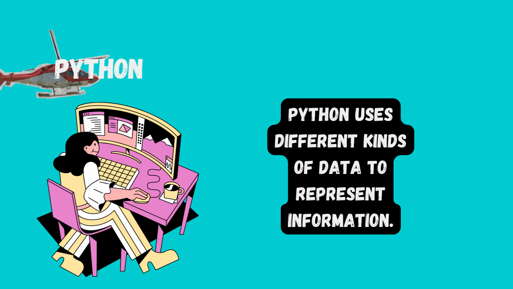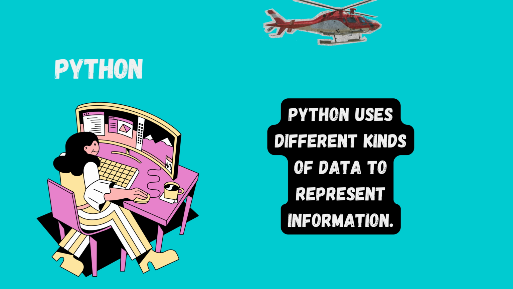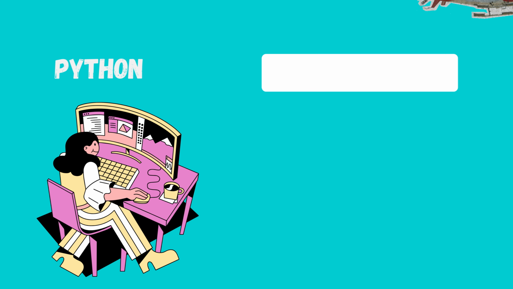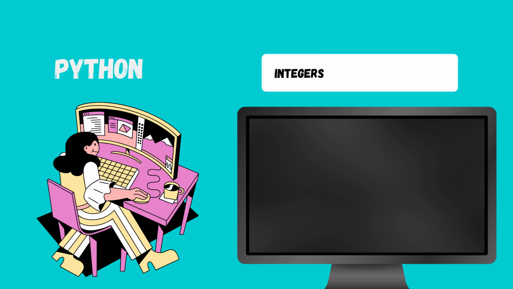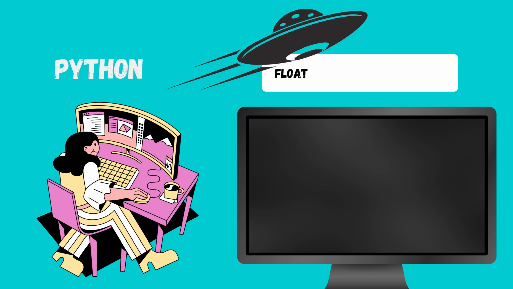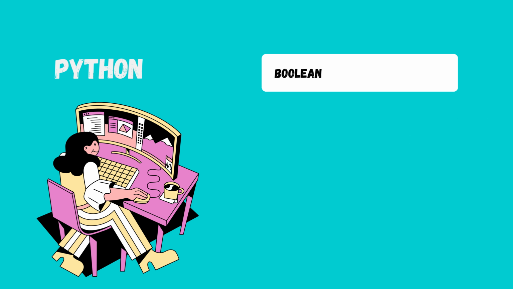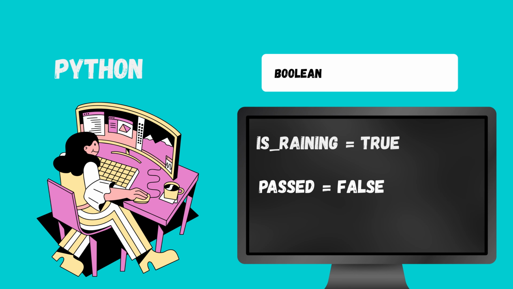Python uses different kinds of data to represent information. Let's break down the 4 main types. First, we have integers. These are whole numbers like 10, 20, or -5. Second, we've got floats, numbers with decimals like 3.14. Third, there are strings, which simply mean text, anything inside quotes. And fourth, the Boolean type, which can only be true or false.